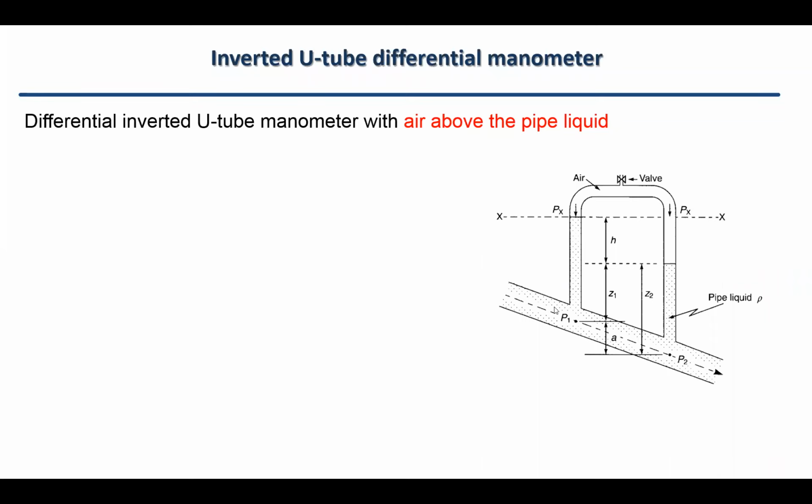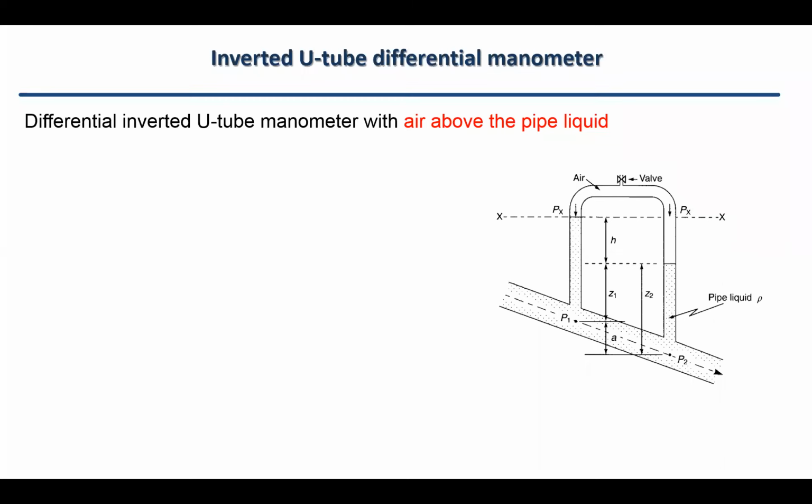Once we have the pipe liquid, or the liquids, in both limbs, at the top of that we have the air. We have the air confined between the two liquids, and we have a valve here to adjust or bleed the air. Okay, so that's the situation that we have here.